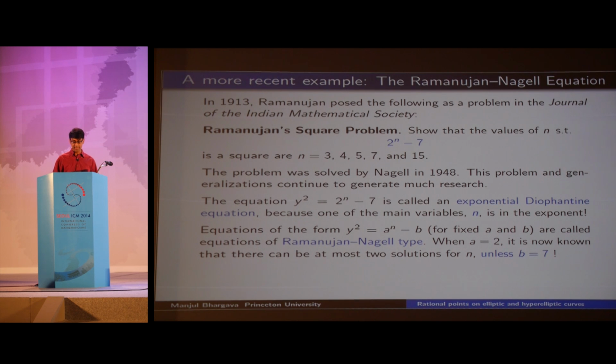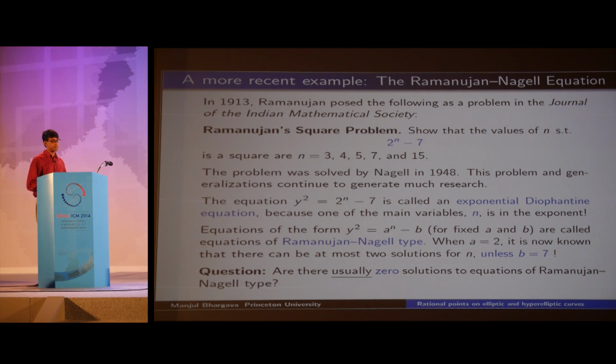But the kind of question I want to ask today is, well, what happens typically? This result just says that there are at most 2 solutions, but typically, probably there are no solutions. And that's the kind of question I want to ask today. Are there usually 0 solutions to the equations of Ramanujan-Nagel type? And probably the answer is yes, and that's the kind of question that I want to ask in this lecture. What happens with typical equations rather than particular equations?